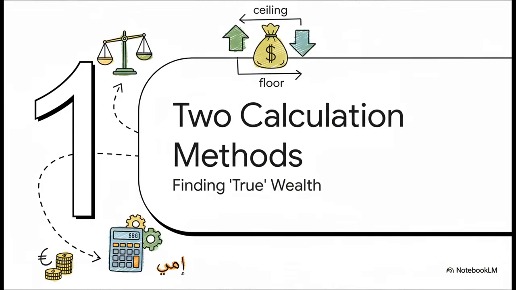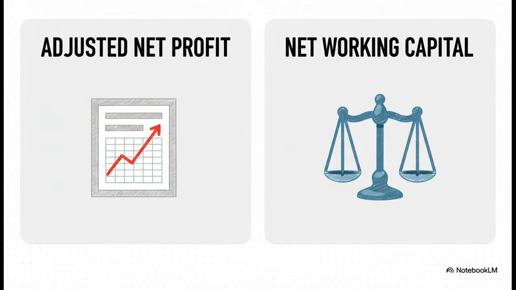All right, let's dive into the core of the calculation. You see, to find a company's true wealth, the Saudi tax authorities know that just one formula might not give the whole picture, and that's exactly why they make you use two completely different methods. The first method is the adjusted net profit method. Think of this as the income statement approach. It's all about profitability. The second is the net working capital method, which comes at it from a totally different angle, focusing on the balance sheet, so assets and liabilities. The most important thing to remember is that you are required to calculate both. You don't get to pick your favorite.